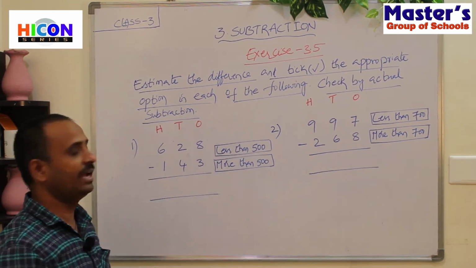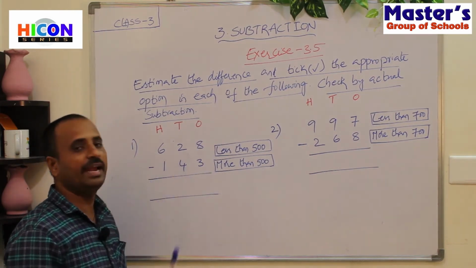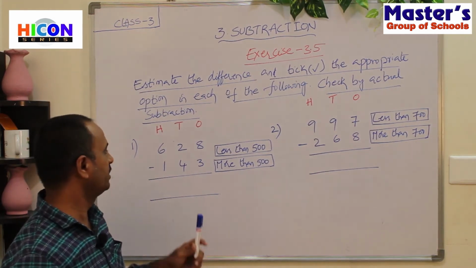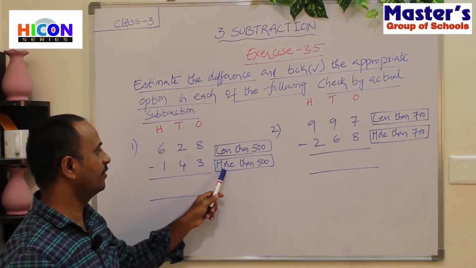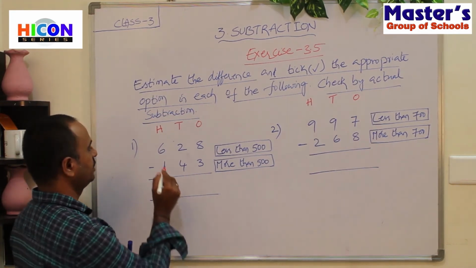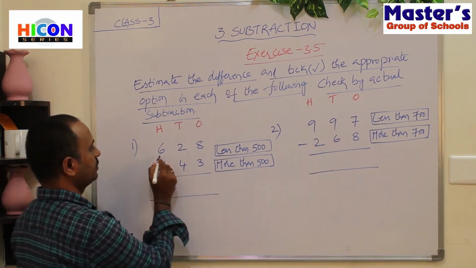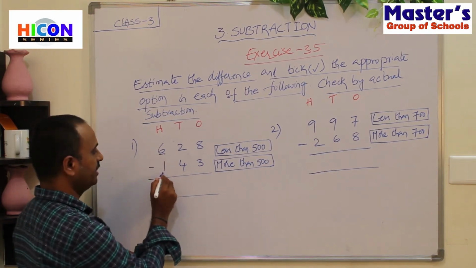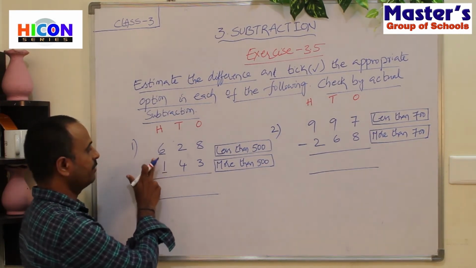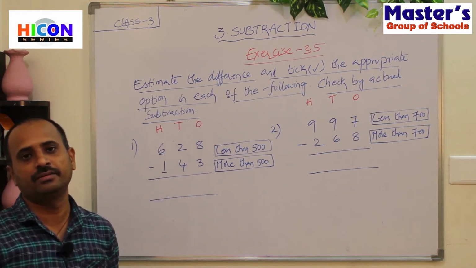And again we have to check our estimation by doing actual subtraction also. So let us estimate whether the difference is less than 500 or more than 500. Let us see in the hundreds place, how many hundreds are there here? 6 hundreds are there, and 100 is there. So if we subtract 100 from 6 hundreds, how many hundreds will we get? 5 hundreds we will get.